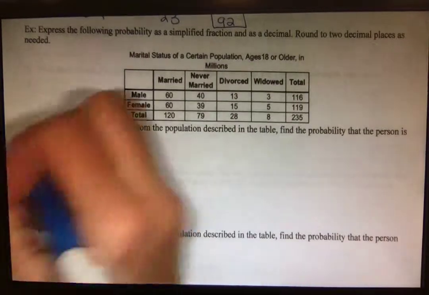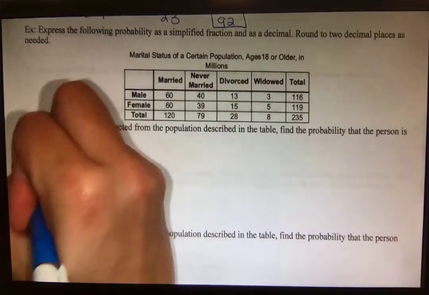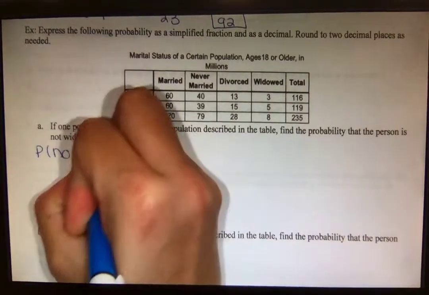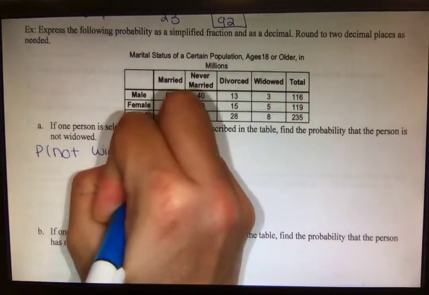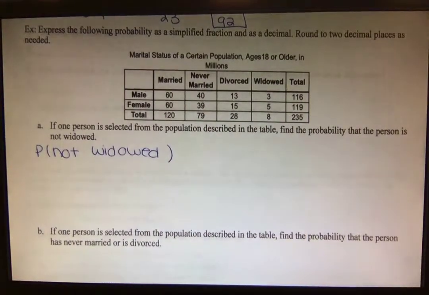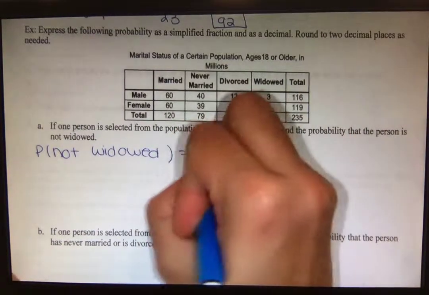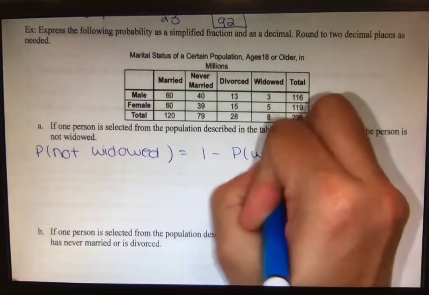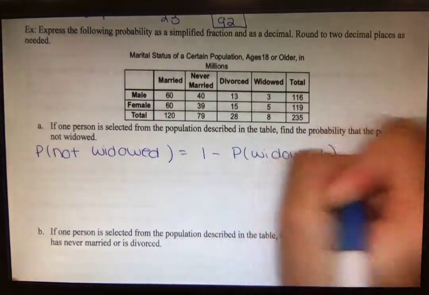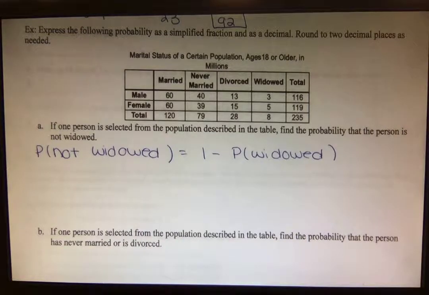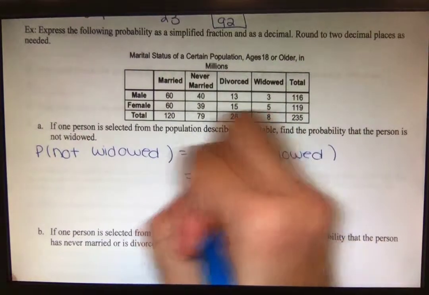So we're looking for the probability of not widowed. So if they're not widowed, that could mean they're married, never married, or divorced. So instead of going through all those 3 things, it's easier for me to find 1 minus the probability of being widowed. So 1 minus the probability that they are widowed.